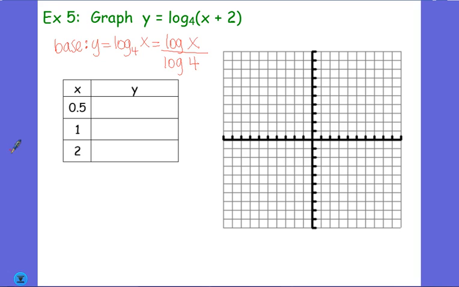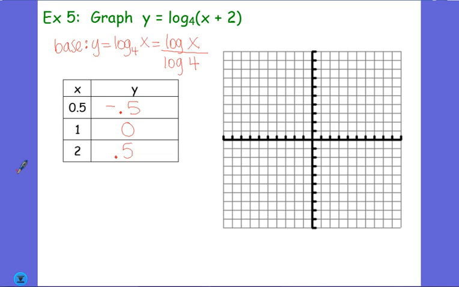So pick up your calculators. Log 0.5 close parentheses divided by log of 4. You should get negative 0.5. Log 1 close parentheses divided by log 4. You should get 0. Log 2 close parentheses divided by log 4. You should get positive 0.5. So there's your 3 dots.